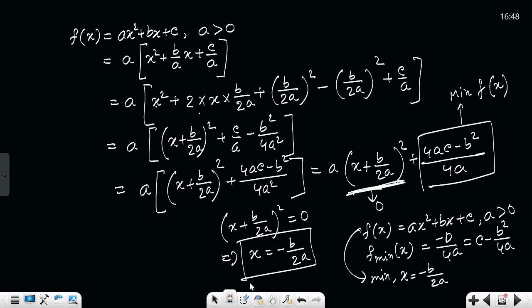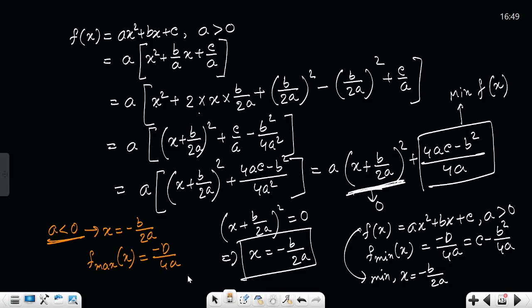Also, you can ask me a question right now: if a is less than 0, for this condition, what I said is that we will get the maximum value, and the values will be the same, right? That means when we put x equal to minus b by 2a here also, we will get the maximum value of f(x). And that will also be minus d by 4a. Okay, that is clear to you, I hope so.